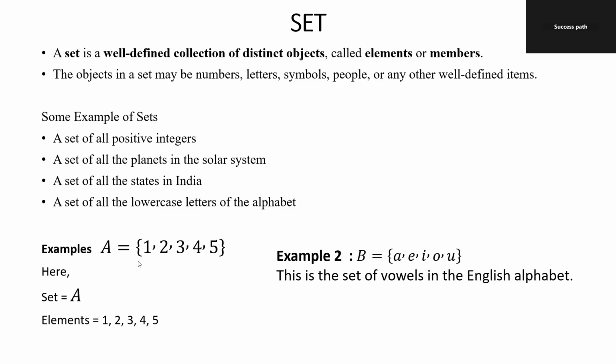Particularly, some examples: A = {1, 2, 3, 4, 5}. Here the elements 1, 2, 3, 4, 5 are in the set A. And B = {a, e, i, o, u}. This is the set of vowels in the English alphabet. Like this we can give examples.